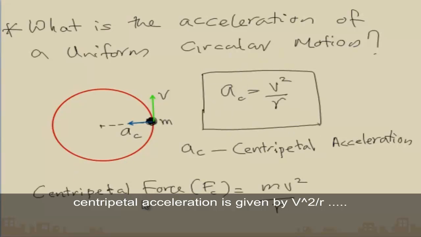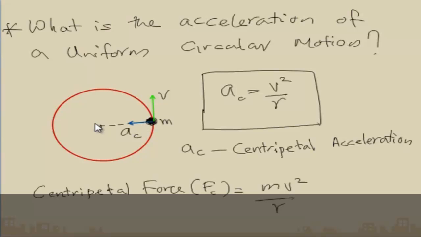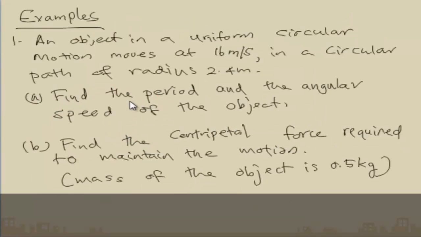And once we have the acceleration, we can find the force. We call that the centripetal force, which is given by mass times the acceleration, and it becomes m v squared over r. And this force is also pointed toward the center of the circle. Now we will go over some examples.